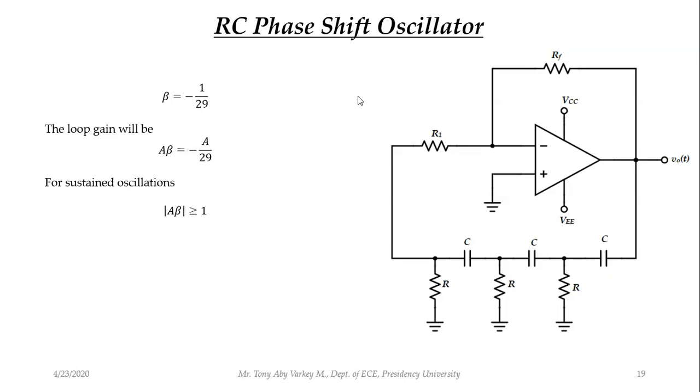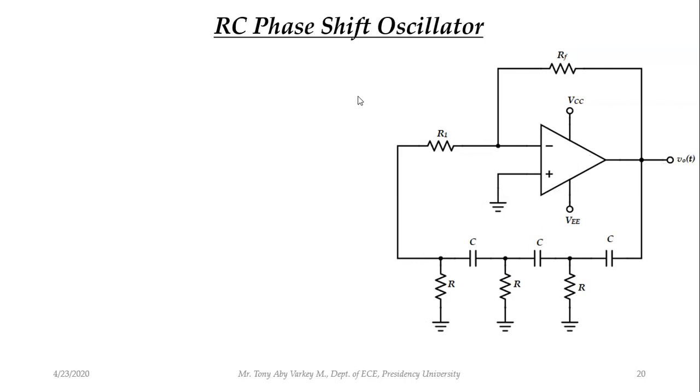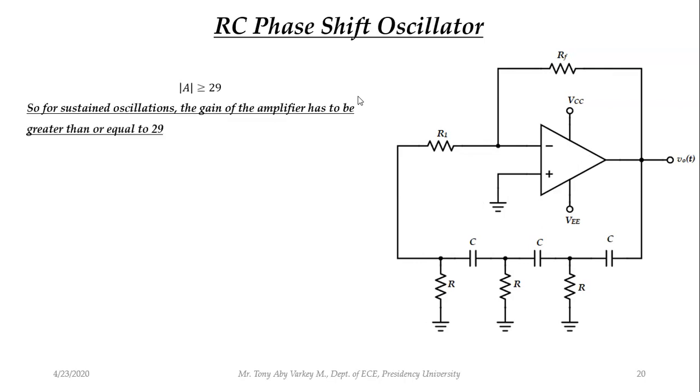For sustained oscillations, the magnitude of A beta should be greater than or equal to 1. So mod of minus A by 29 should be greater than 1. What does that mean? Mod of A should be greater than 29. It means that the gain of the amplifier should be greater than or equal to 29. For sustained oscillation, the gain of the amplifier has to be greater than or equal to 29.